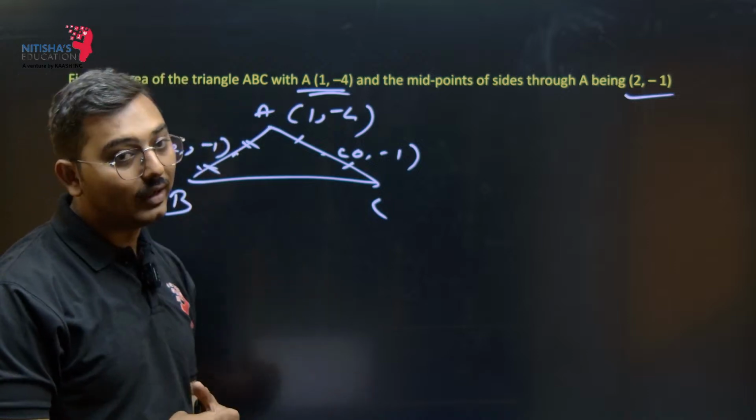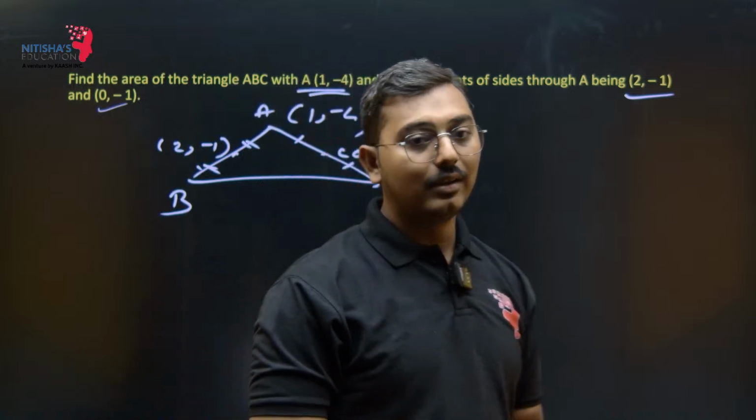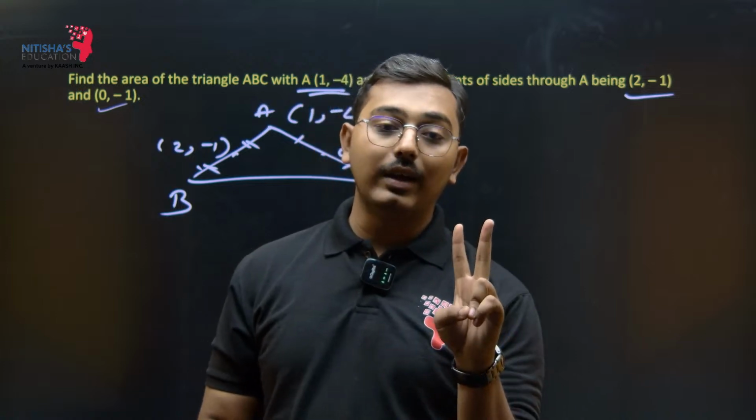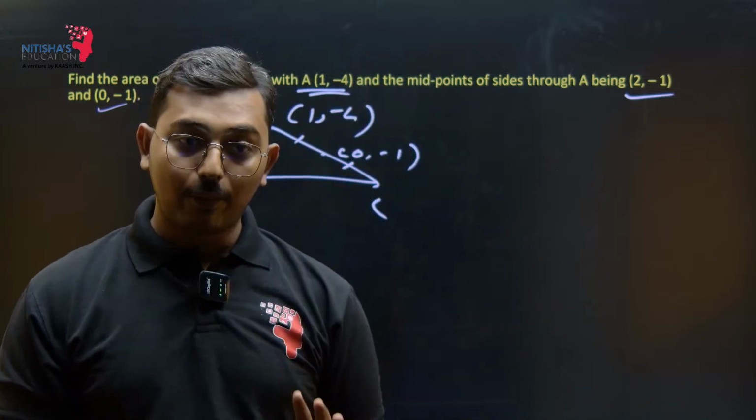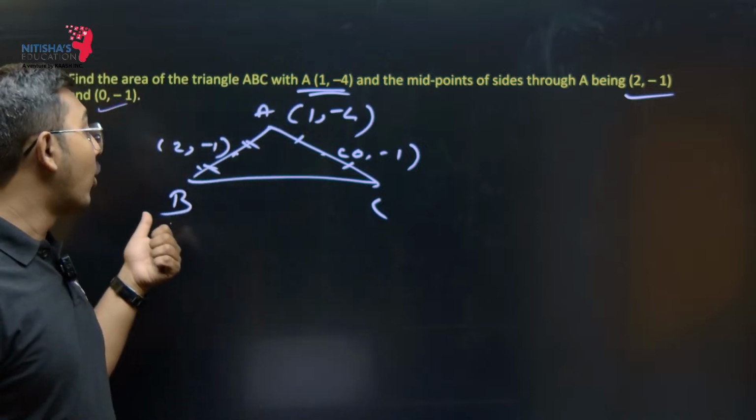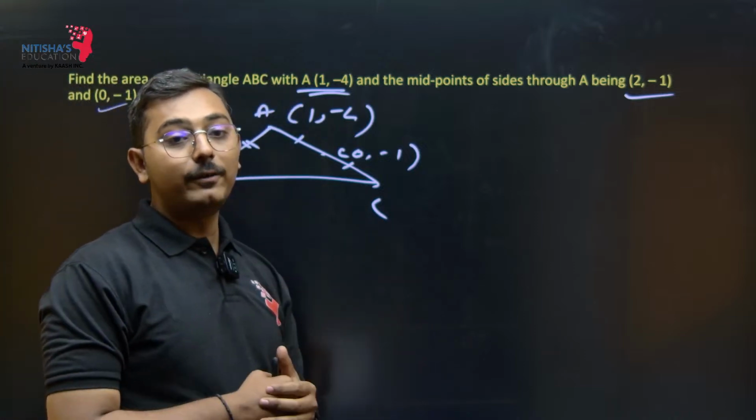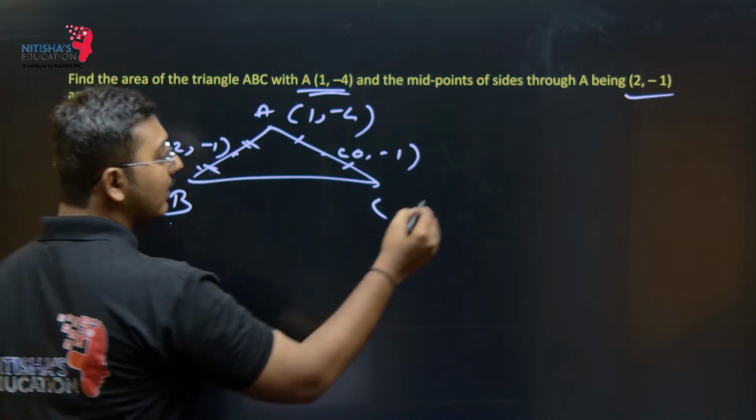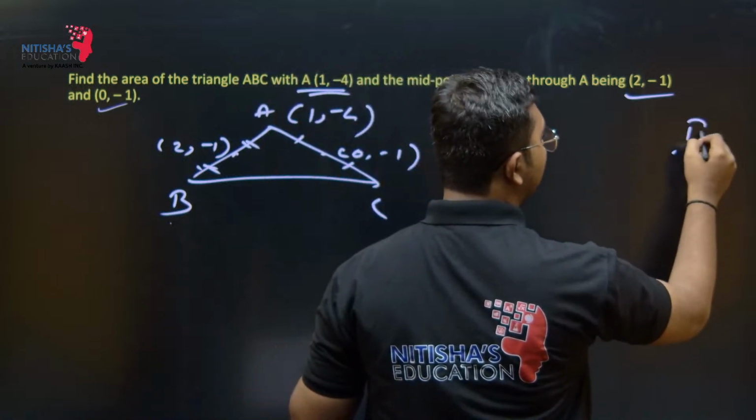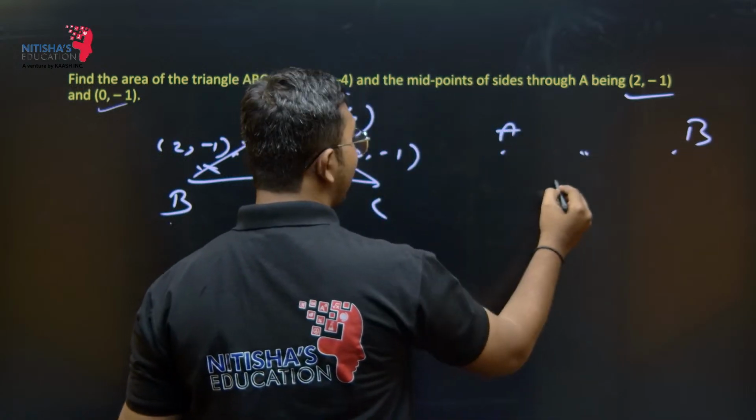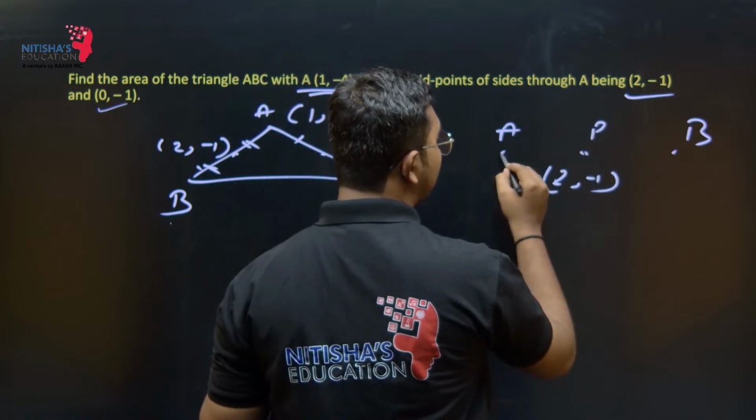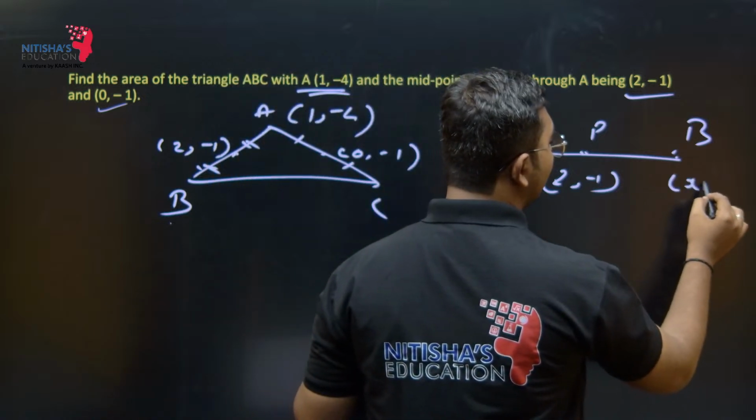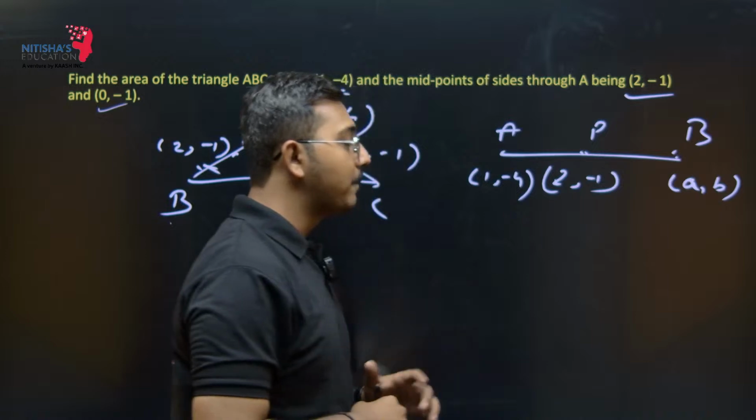These are the midpoints. We need to find the other 2 vertices. No, we need to find the area of the triangle. So to find the area of the triangle, we must know what are B and C. So here we will be using 2 different formulas. First, the section formula to find the coordinates of B and then the coordinates of C. Okay, so what is the coordinate of B? It is simple. A, B, this midpoint is provided to us, which is 2 comma minus 1. Let us name it P. And this A is 1 comma minus 4. And this is not known to us, so let us take it as A comma B.